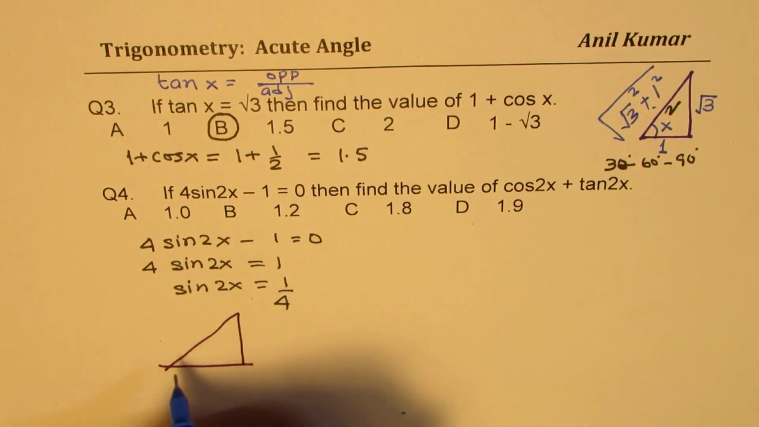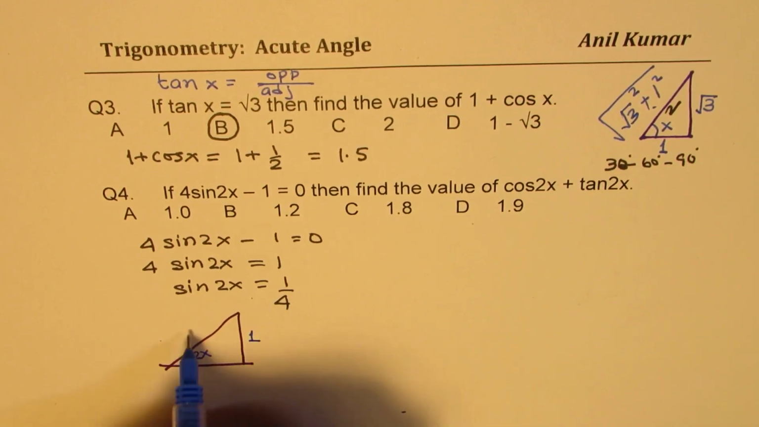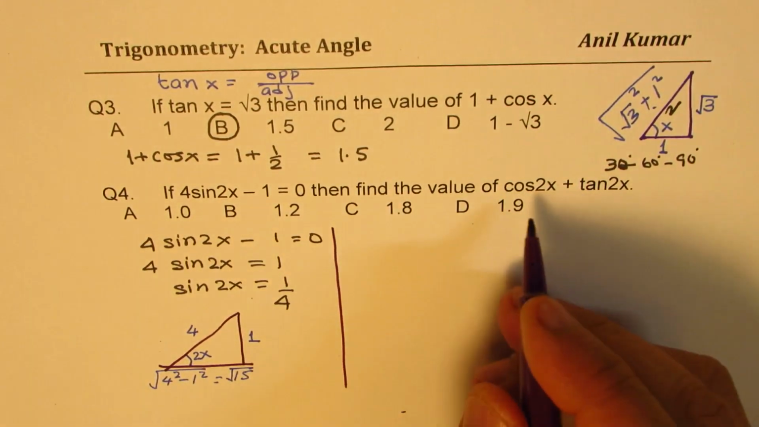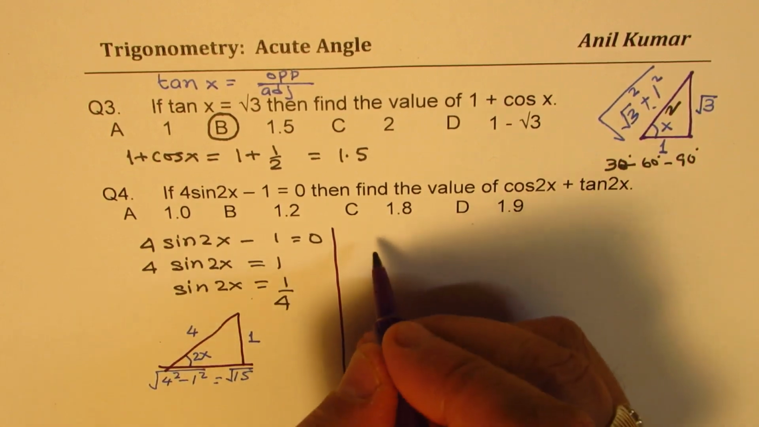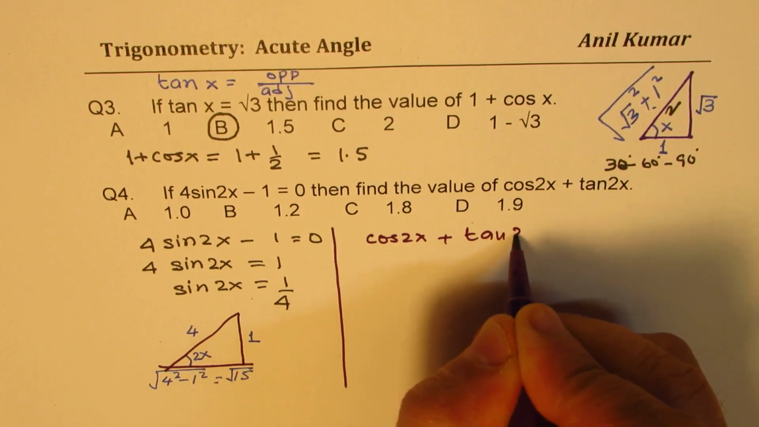So when we say that sine of this angle 2x is equal to 1 over 4, that means opposite side is 1, hypotenuse is 4. We can find this side, which is the square root of 4 square minus 1 square. 16 minus 1 is square root of 15. We get that side. Perfect. Now you can evaluate what is cos 2x plus tan 2x, right?